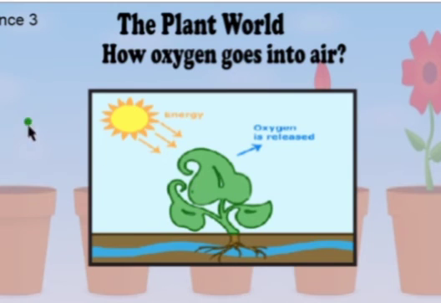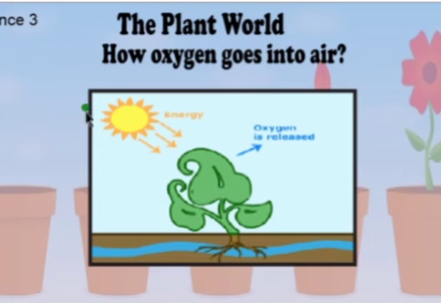Students, how does oxygen go into the air? Oxygen leaves the plant and goes into the air. We use oxygen for our survival. All animals and all living things like humans use oxygen for breathing. So oxygen leaves the plant and goes into the air.